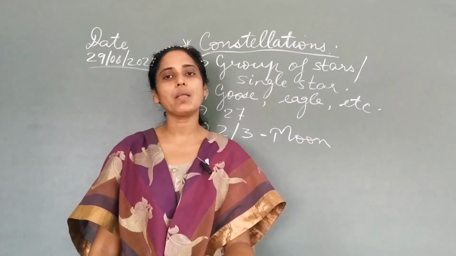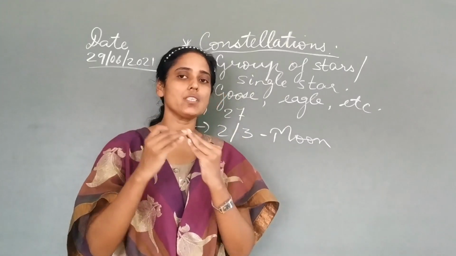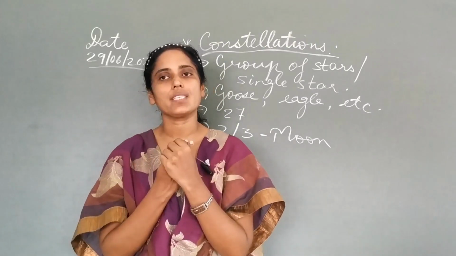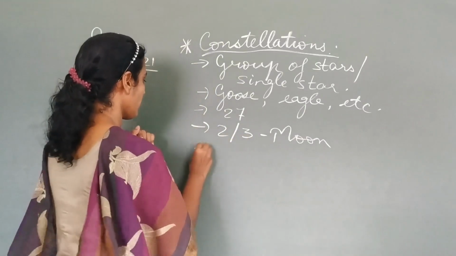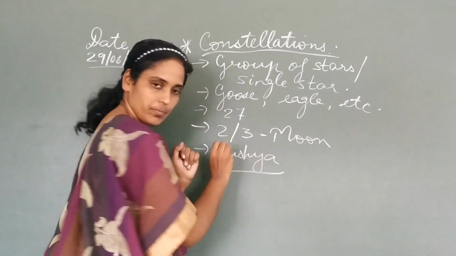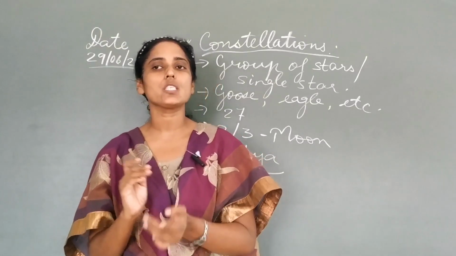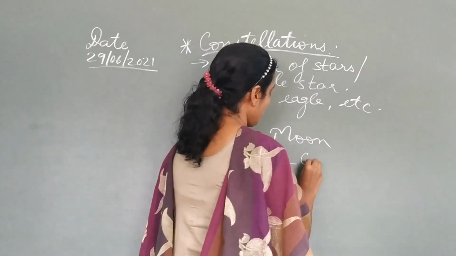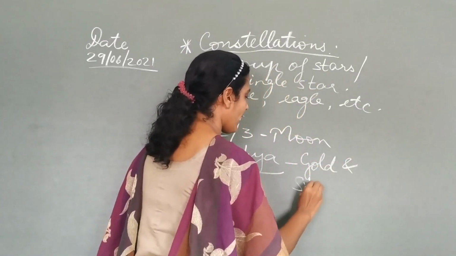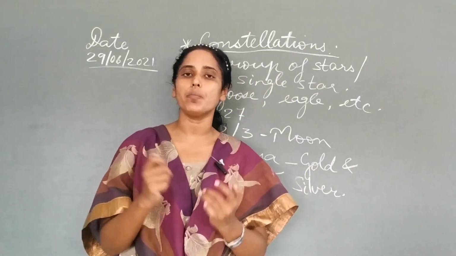Now students, some names are associated with auspicious works or auspicious timings. So due to that, they have specific names. For example, the Pushya constellation. We have that very famous example, the Pushya constellation. It is very much auspicious for the purchase of gold and silver. This Pushya constellation is associated with the purchase of gold and silver. So in this way, each constellation has a specific purpose.